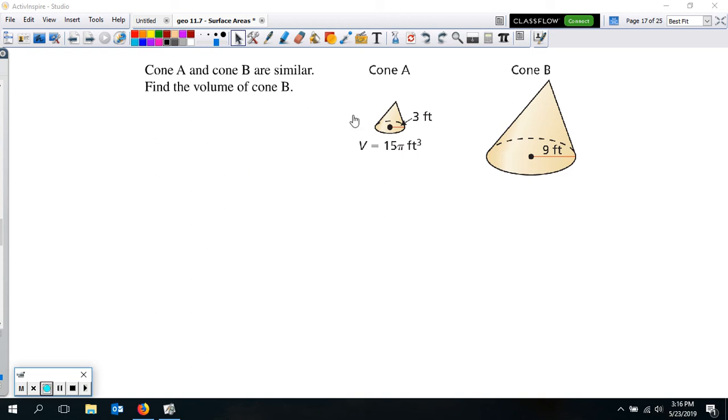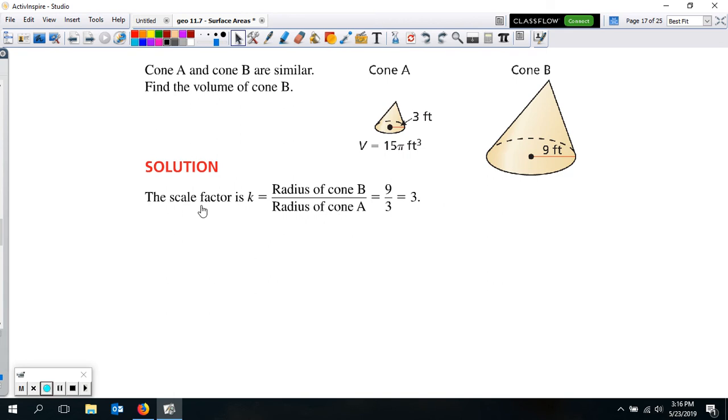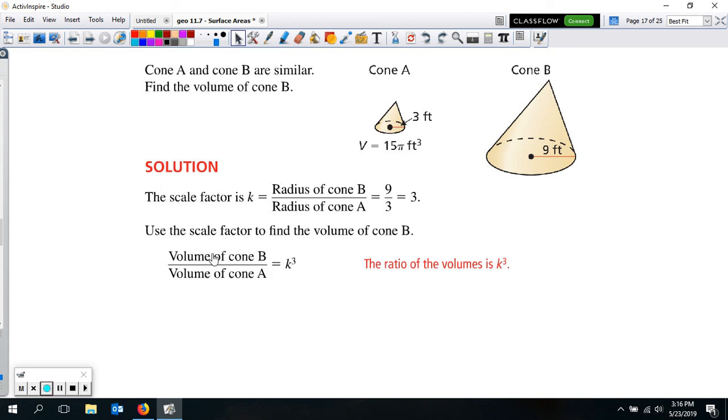We need to find a scale factor. They have corresponding radiuses here, and so we want to use that to find the scale factor. And then remember, the scale factor cubed will always be equal to the ratio of the volumes. So that's what we're seeing here. Scale factor would be 3, which is 9 over 3. And we're putting B over A on this one, so it's going to be the volume of B over the volume of A equal to the scale factor cubed. And once you can fill that in, you then can just multiply both sides by the 15 pi to figure out what the volume of cone B would be.